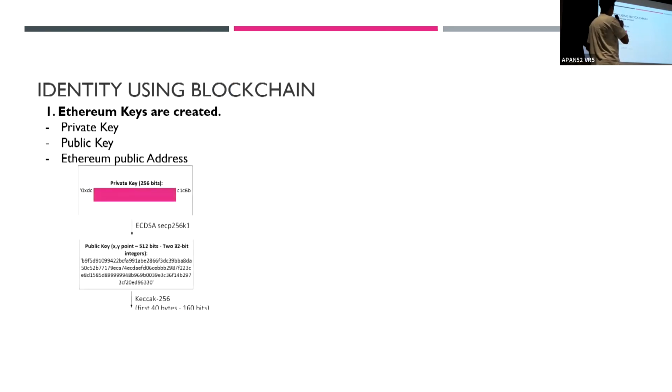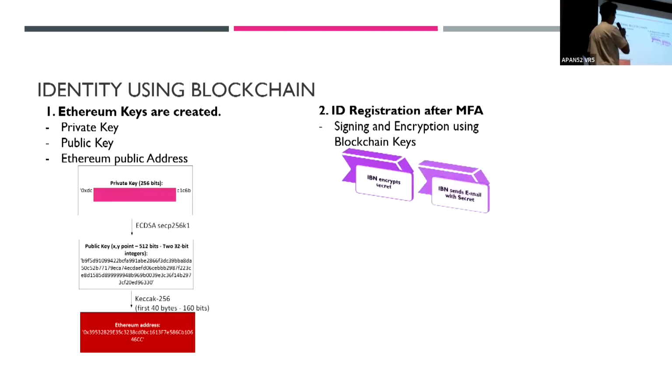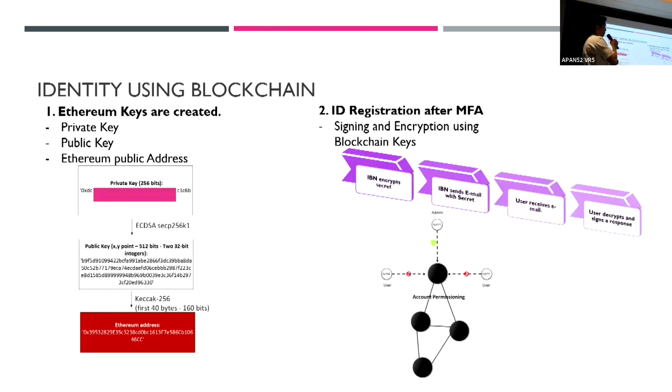So basically, for the identity, we are using the Ethereum blockchain itself for the whole project. And for the identity, we are using the Ethereum keys, which are the private keys, the public keys, and also the Ethereum address. So the Ethereum public address basically is the identifier for either clients or providers in our network.